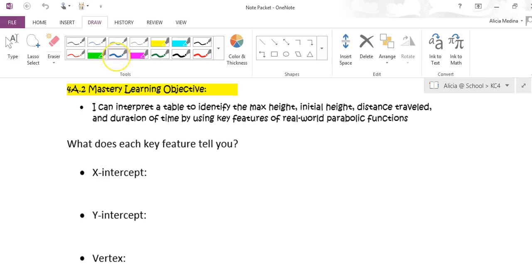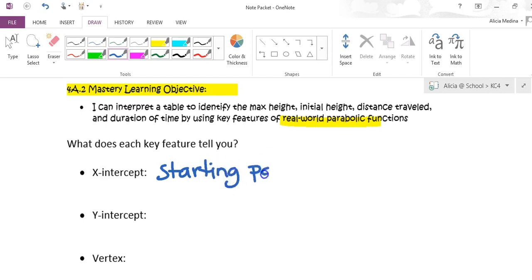So for this, still same vocab as the last video: x-intercept, y-intercept, vertex. What does each key feature tell you in terms of a real world problem? That's the big key here. Now we're talking about real world problems. The values, the way you find them, is still the same, but you have to put them in context of the problem. So an x-intercept tells you this is the starting point.